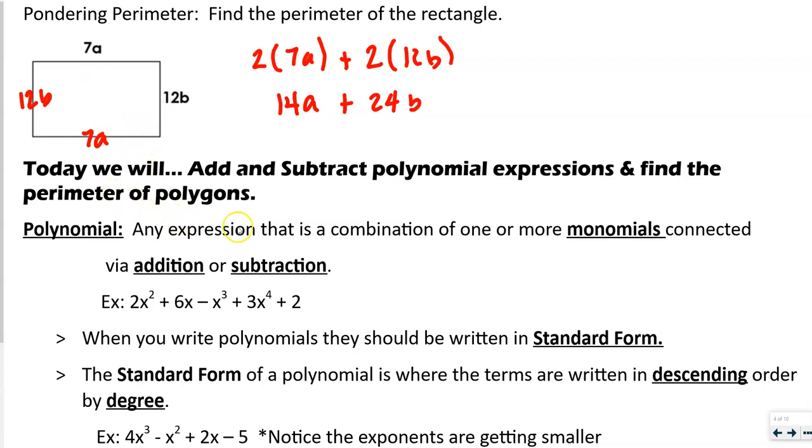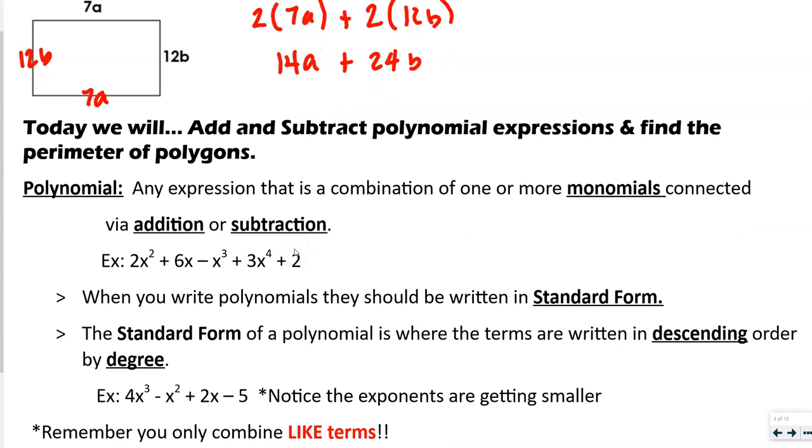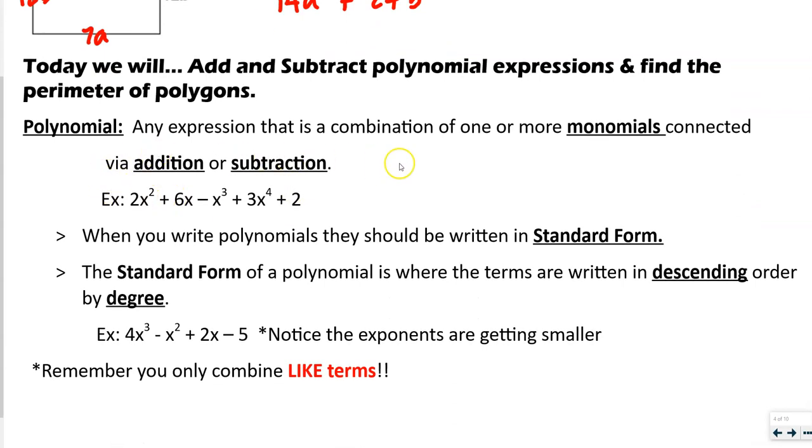So today, again, we're going to add and subtract and find the perimeter of polygons. Any expression that's a combination of one or more monomials connected via addition or subtraction, that's what a polynomial is, okay? An example of that is 2x squared plus 6x minus x to the third plus 3x to the fourth plus 2. When you write polynomials, they should be written in standard form. That means standard form of polynomials where the terms are written in descending order by degree, okay?